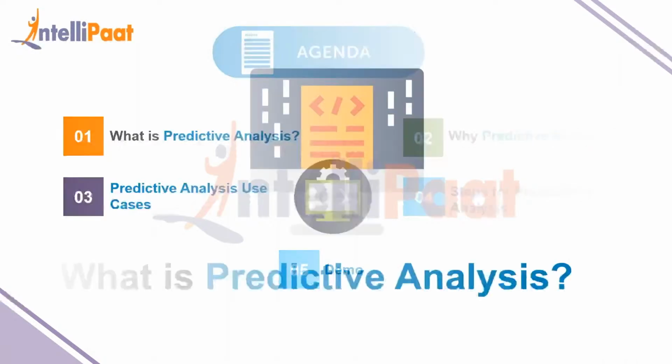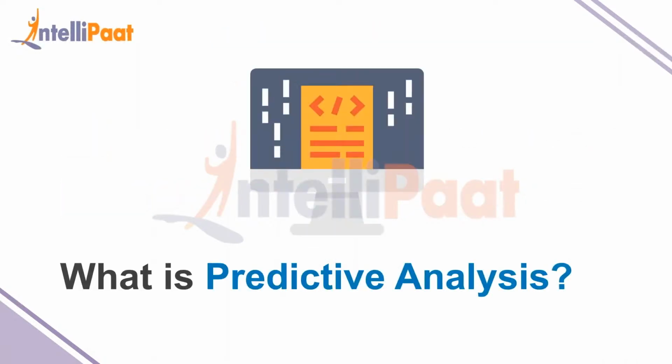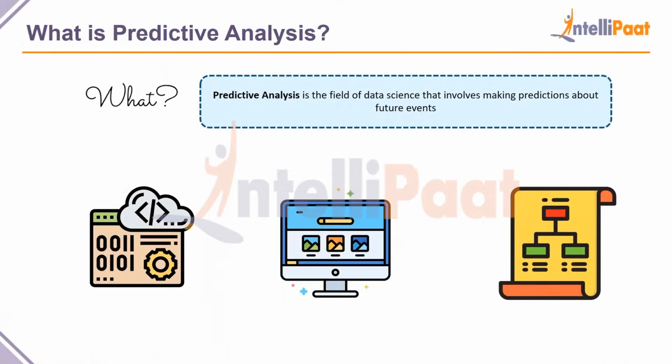So let's take a look at what predictive analysis is. Predictive analysis, quite simply, is just the field of data science that involves making predictions about future events. You have some data right now and you want to use this data so that in future, if new data comes in, you can make predictions on it. That's predictive analysis. Basically, you can make predictions for future events. That's the way you use predictive analysis, and it's very easy to use as well.